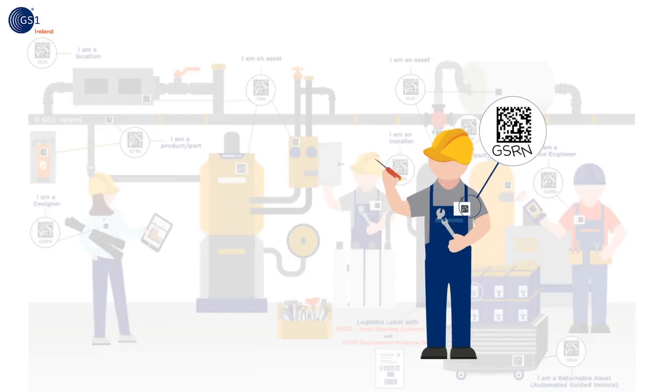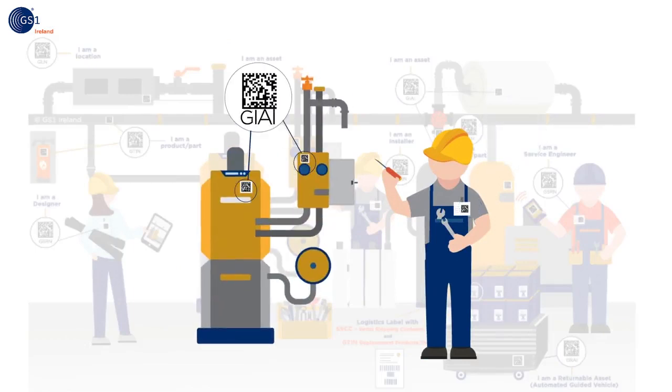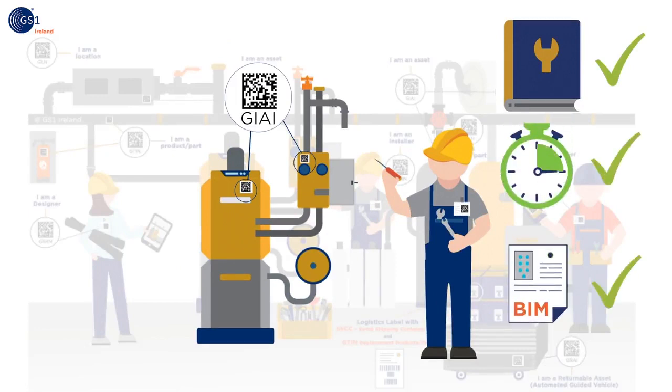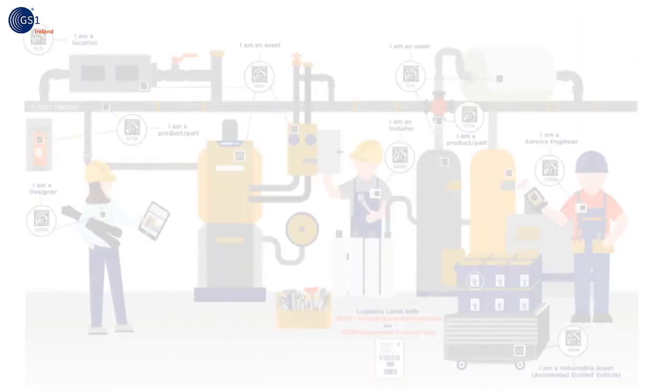Paul is an installer. He uses the GIAI tag to access installation instructions and to confirm that he has a target time to complete this task using data pulled from the 4D BIM models. The maintenance team benefit a lot from GS1 standards.